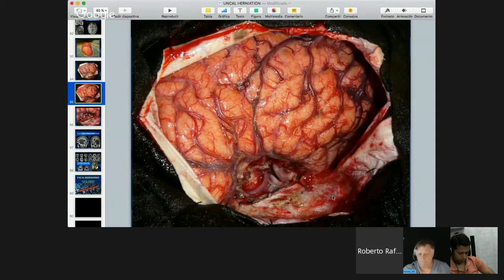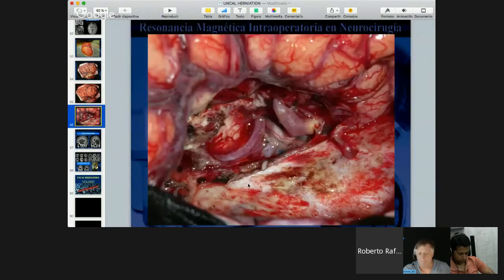This is the middle fossa completely empty here, and with magnification you can see the dura mater of the floor of the middle fossa, the brain stem, posterior cerebral artery, internal carotid artery, and third nerve, and the relation between the free edge of the tentorium and the third nerve. And this is a decompressive lobectomy to release uncal herniation and to remove a tumor, of course.